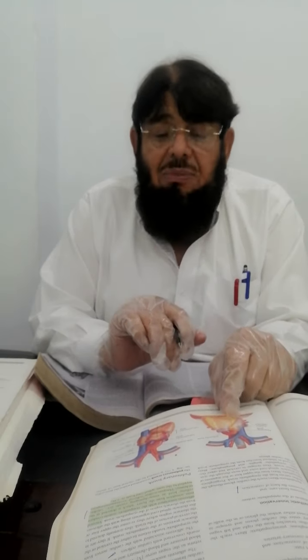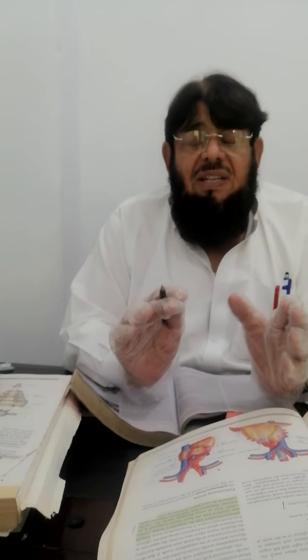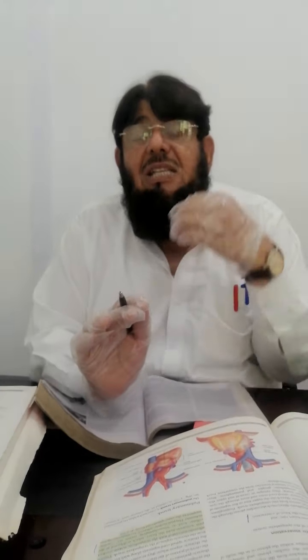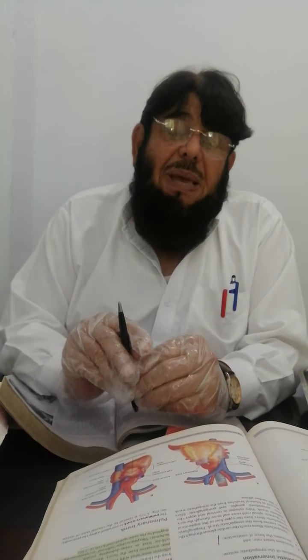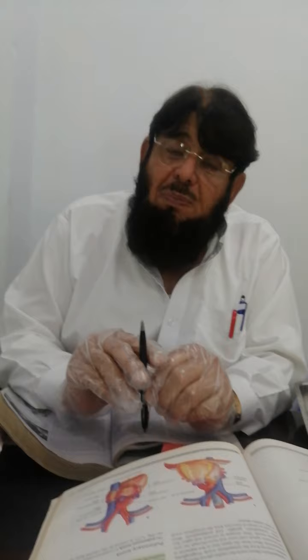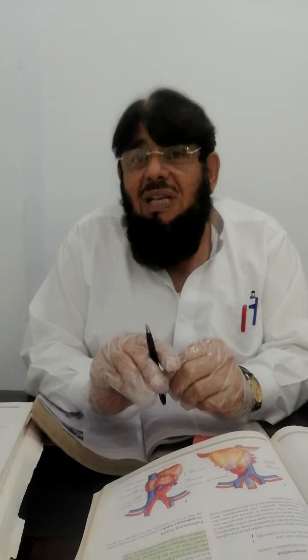While the pain from the fibrous pericardium and the parietal layer of serous pericardium is taken away by the phrenic nerve. That phrenic nerve is like a somatic nerve, which takes the pain sensation from the fibrous pericardium and the parietal layer of serous pericardium. This is about the nerve supply of the heart. I hope you have got it.